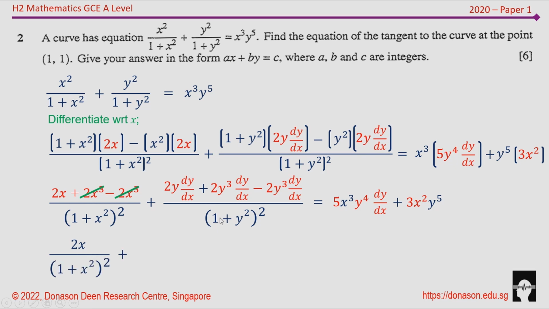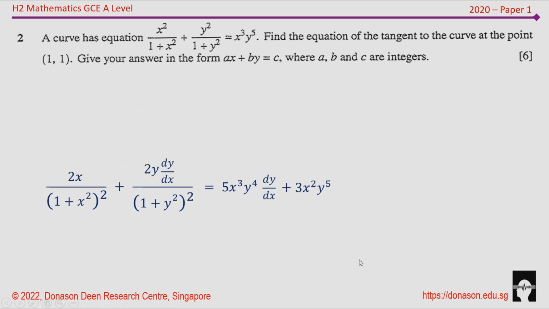So now let's cancel the 2x cubed with the 2x cubed, and similarly in this fraction let's cancel the 2y cubed with the 2y cubed dy dx as well. So if you look at the first fraction, it is simply 2x over 1 plus x squared, squared, which is what I have copied down. And then in the second fraction, 2y cubed dy dx can be cancelled with a minus 2y cubed dy dx, so that leaves only 2y dy dx as the numerator, and then divided by 1 plus y squared, squared, which is copied down. And this right hand side I didn't touch at all, so it's just copied down as it is. So that's the simplest form that you could bring it into.